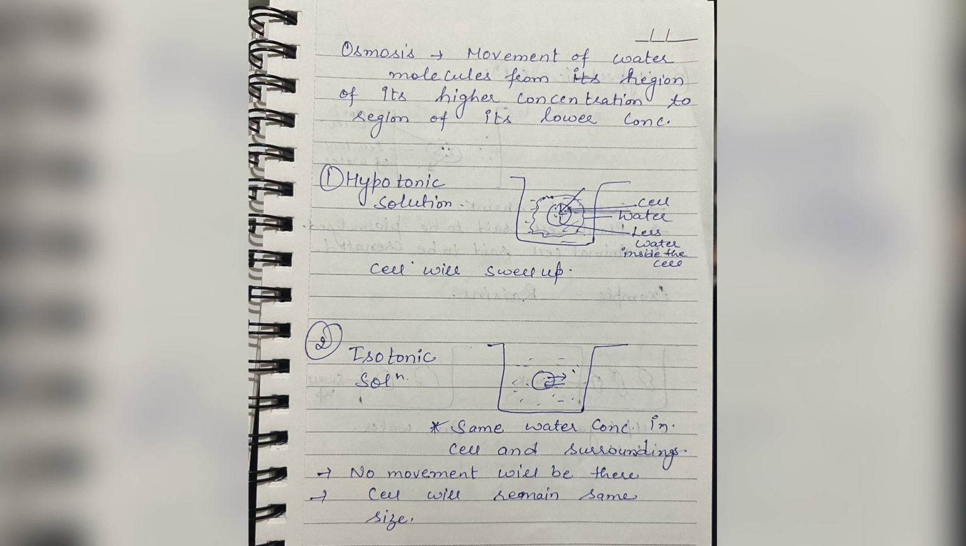Then in the second case, isotonic solution, the cell has the same concentration as the surroundings. So there will be no net movement of the water molecules from the higher to the lower concentration. So the cell will remain the same in size. So this solution is known as an isotonic solution.